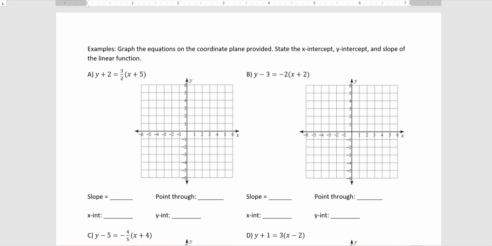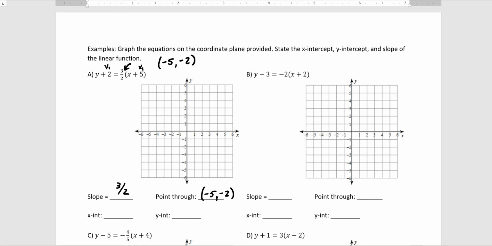So looking at letter A, y plus 2 equals 3/2 the quantity of x plus 5. So I know that the slope that I have here is 3/2. I know that the point it goes through, remember, this is y1, this is x1, so it would be negative 5, comma, negative 2. Remember, we have to switch the sign from what's in there since it's subtracted in the formula. So it goes through the point, negative 5, comma, negative 2.